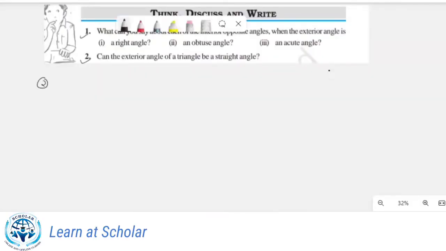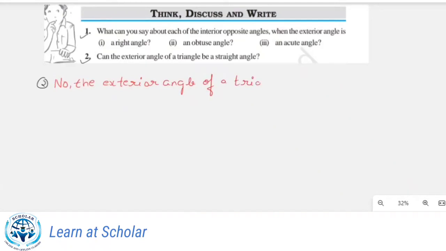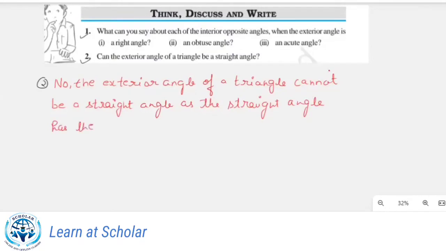This is the continuation of the last part. We have already solved the first one. Now we will solve the second one. Can the exterior angle of a triangle be a straight angle? No. The exterior angle of a triangle cannot be a straight angle, as the straight angle measures 180 degree. It is a straight line. They are saying in the question that the exterior angle is a straight angle. That means it should measure 180 degree, which is not possible because of the two reasons.